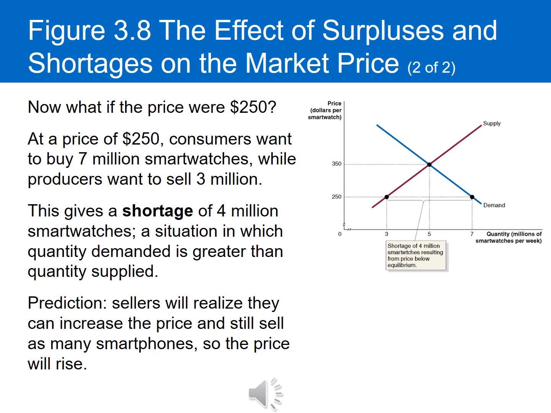So what's going to happen here? Sellers will realize that they can increase the price and still sell as many smartwatches. So they're going to increase the price. As they increase the price, it now becomes profitable to produce more smartwatches. So it's going to increase the supply. So we'll move up along the supply curve towards the equilibrium.